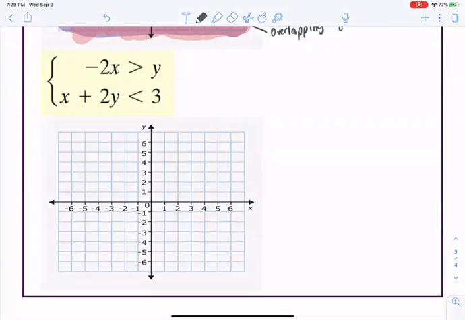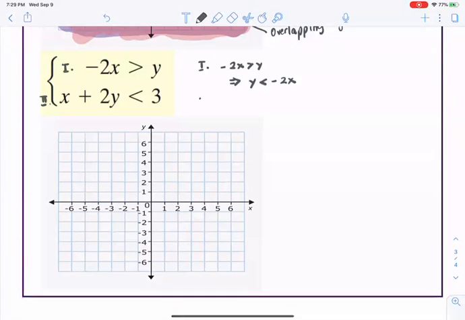So two inequalities. I'll number them so we can keep track of them. So 1 and 2. So inequality 1, negative 2x greater than y, but we want y to be on the left-hand side, which would mean y is less than negative 2x. That is the inequality we need to focus on.